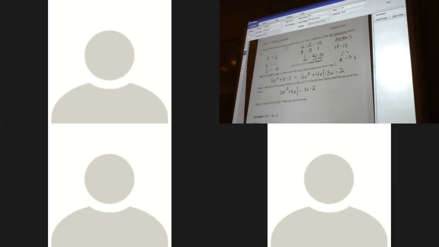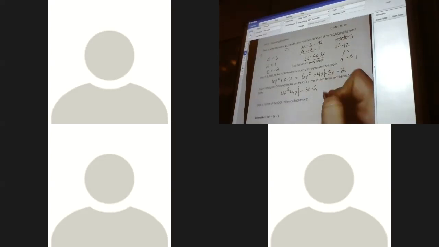So now that we have these two pieces, we've grouped them together, is there a greatest common factor here? 2x. So we can factor out that 2x. Once we factor out the 2x, we are left with 2x times, what do we have to multiply 2x by to get 6x squared? 3x plus 2.